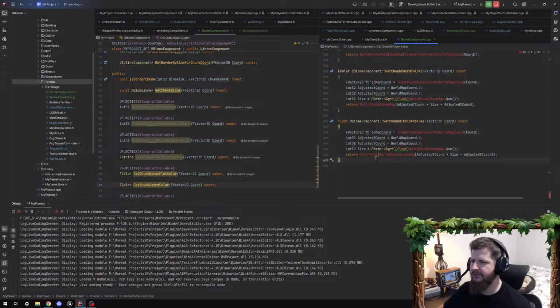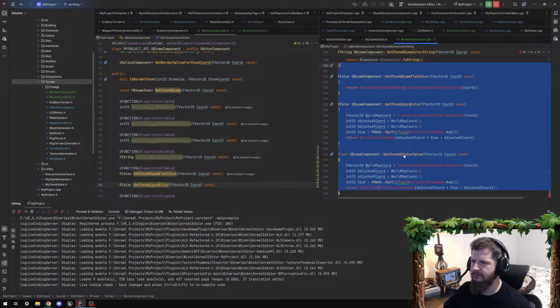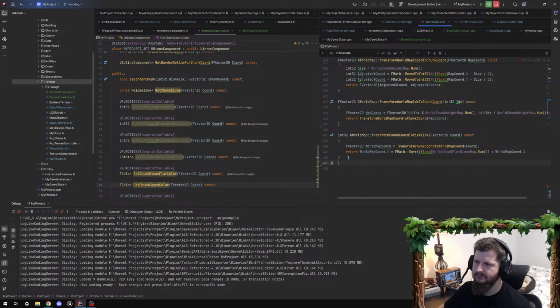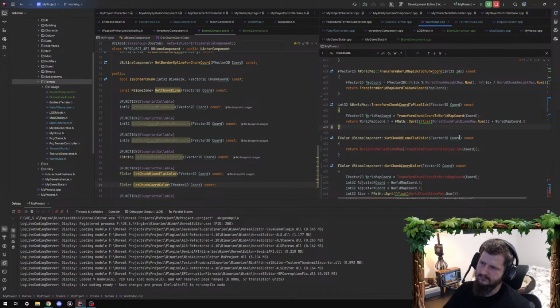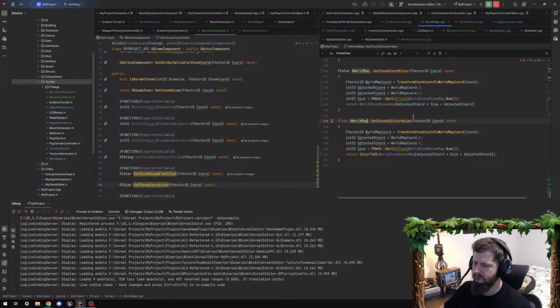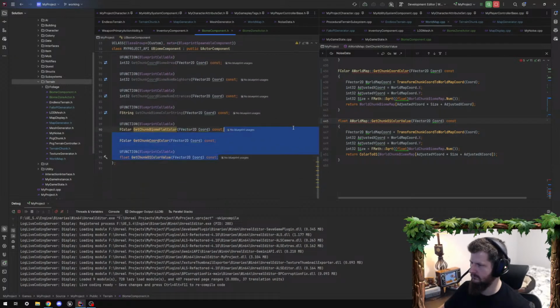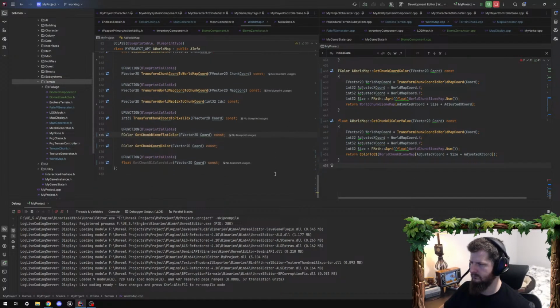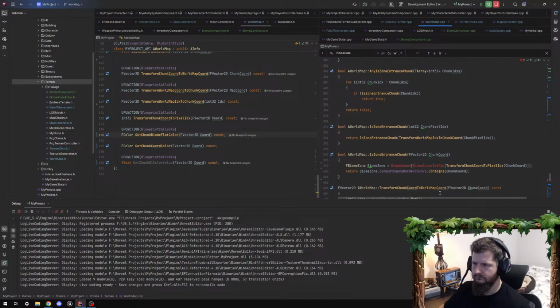Yeah, because this is all information about the maps. So this actually seems like something that the world map should handle. I have a get biome chunk.